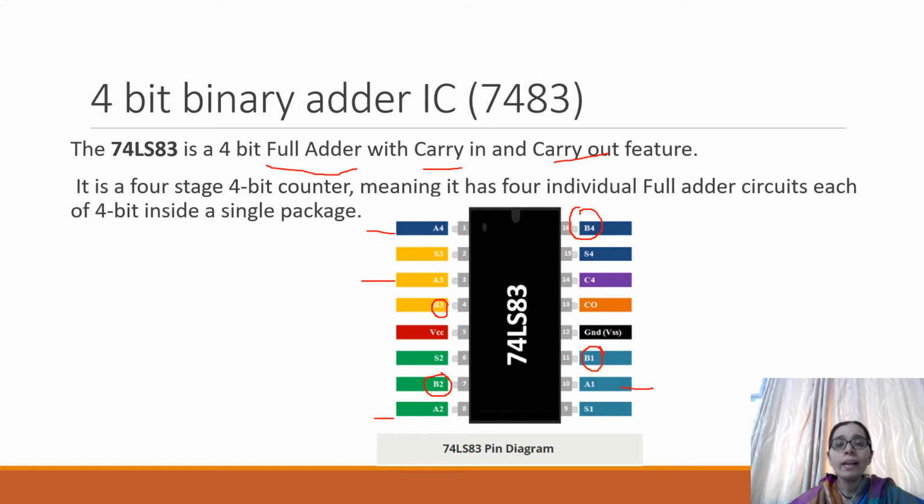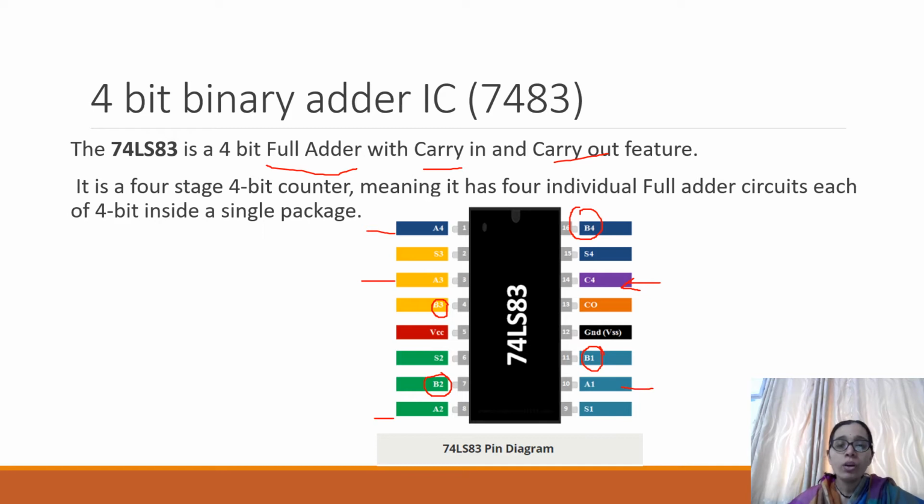These total 8 are the inputs because it is a 4-bit binary adder. Therefore, total 8 inputs are there which we can give as A and B. With these 8 inputs, another input is Cin, that is the previous carry. So that is this pin.